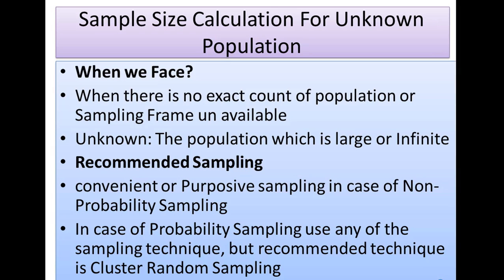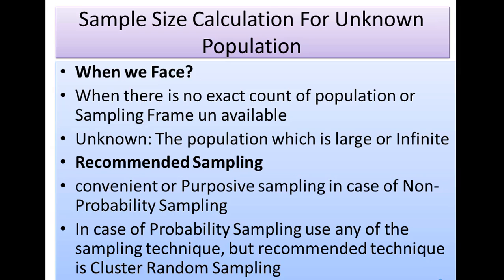There are a lot of examples of this kind of research, and we normally face this problem when we are going to conduct any research study. So unknown means the population which is large or infinite, as we already discussed. Which sampling technique is recommended in this case? Convenient or purposive sampling in the case of non-probability sampling. And in the case of probability sampling, use any sampling technique, but the recommended technique is cluster random sampling.